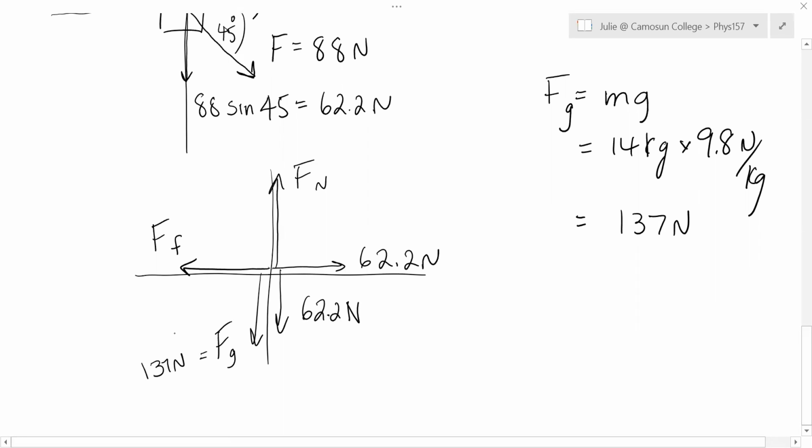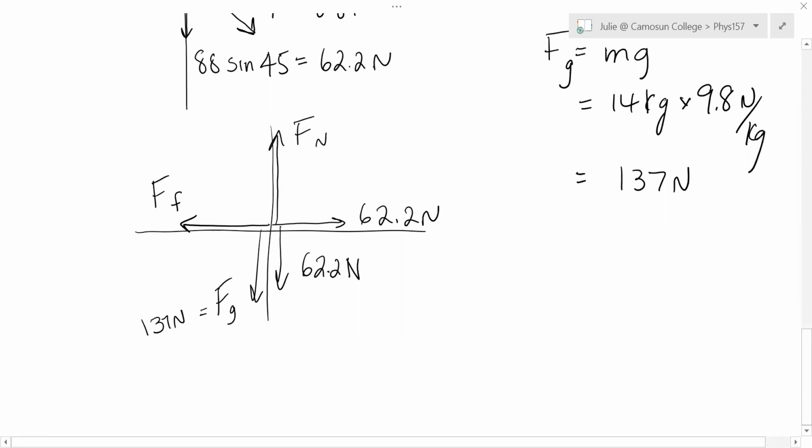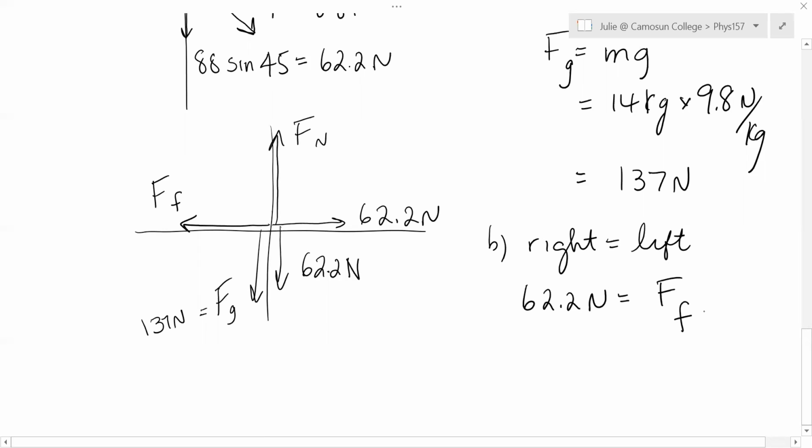Okay, now once we have it looking like that, up, down, left, right, and we know up equals down, left equals right, it's real easy to write our equations. So question A, we've done the free body diagram. B was the horizontal friction force on the mower. Well, because we know that right equals left, then we know that the 62.2 newtons to the right must equal the force of friction to the left. Okay, so that's the answer to part B.